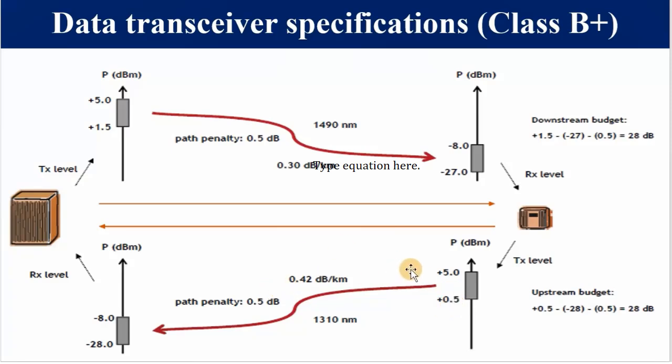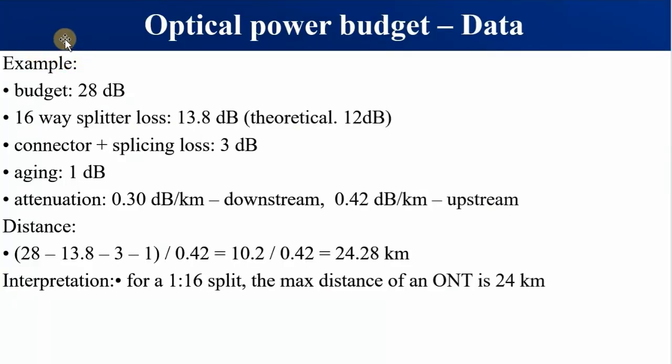Our loss due to our fiber is 28 dB, and it's minus 28. So we are going to say this minus this is going to be plus, so it's 28 dB. So our downstream budget and upstream budget are the same, and this is for a class B plus laser. We are given the following data, and we want to calculate the physical reach of our PON.